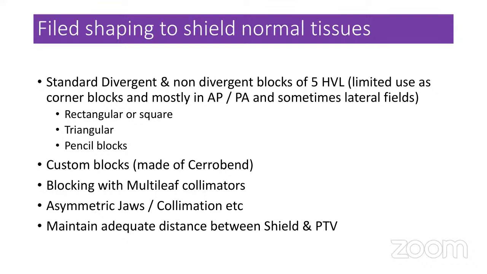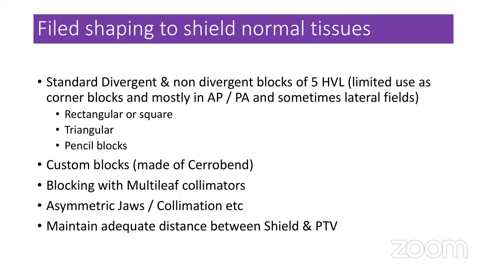So the field shaping to shield normal tissues. One is the standard divergent or non-divergent block of 5 HVL, and now they are limited in use as corner blocks, mostly in AP/PA and sometimes lateral fields, because to place them in a lateral field you have to fix them, and sometimes they might move, so it should be reproducible. Just like in the pelvis, you can shield the 4 corners. Then they are either rectangular or square. Sometimes they are triangular, and it could also be like pencil blocks.